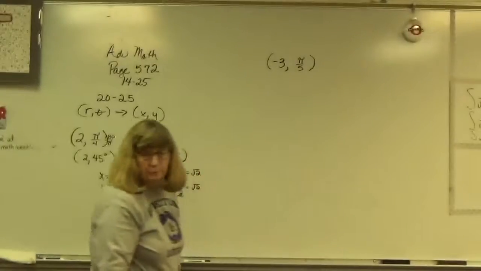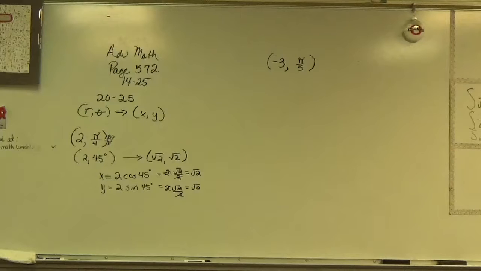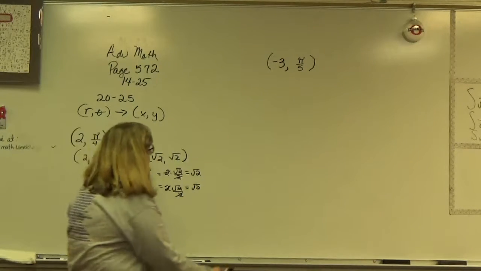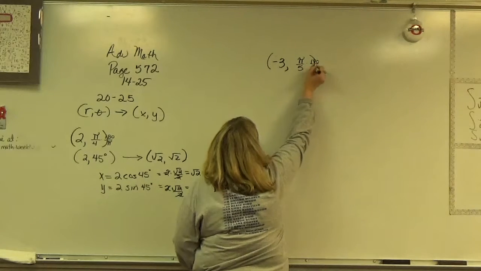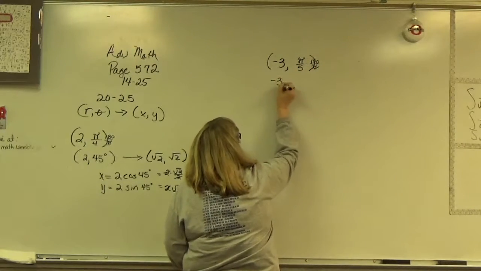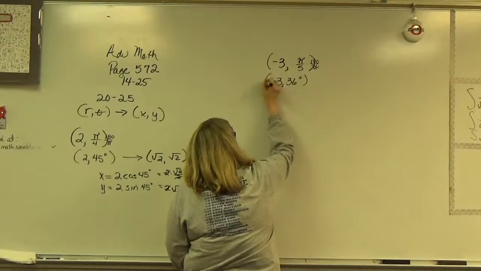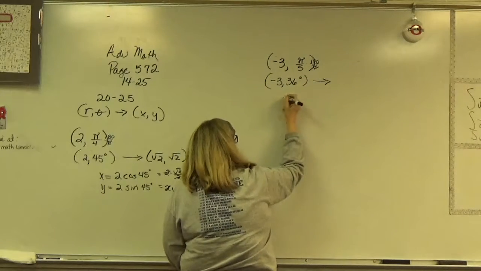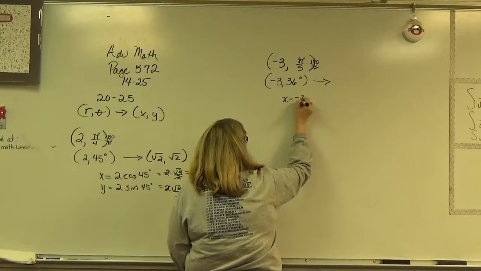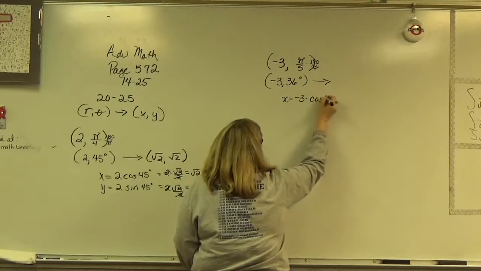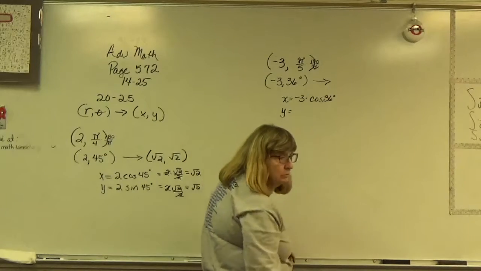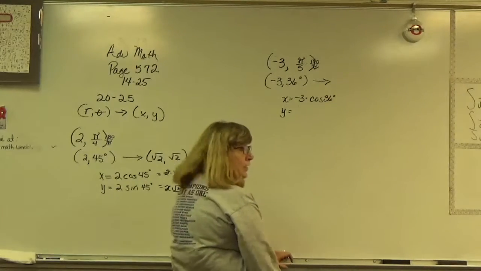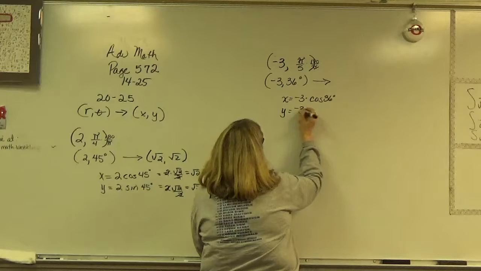Okay, what would I do on that one? What is that? 36. 180 over 5, so 36. So x is going to equal r times the cosine of 36 degrees. Is 36 degrees on your chart? No. So this one you're going to need your calculator on.